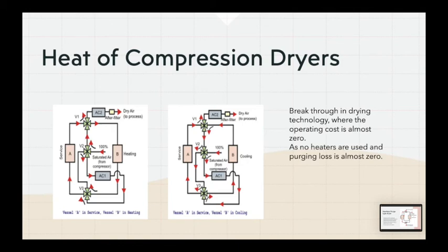One thing to note here is that in these heat of compression dryers, the air coming from the compressor is of two types. One is called regeneration air, and another is called outlet air. Now, this regeneration air has a temperature of approximately 150 to 160 degrees Celsius, and the normal outlet air has a temperature of 35 to 40 degrees Celsius.